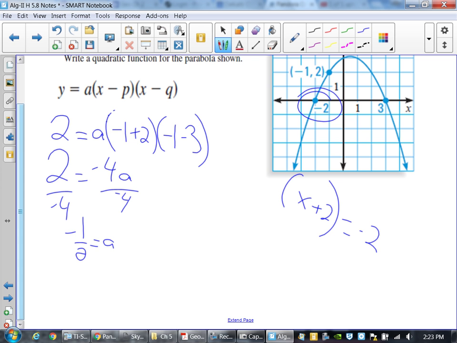Now you have your a value. Go back and write it out. y equals negative 1/2 (x plus 2)(x minus 3). That's the problem. Write the equation of the line, or write the equation of the quadratic that has that. You're solving for a over and over and over again.